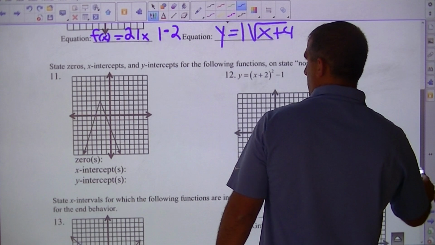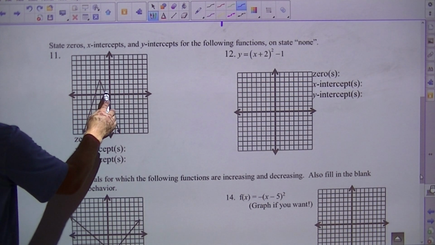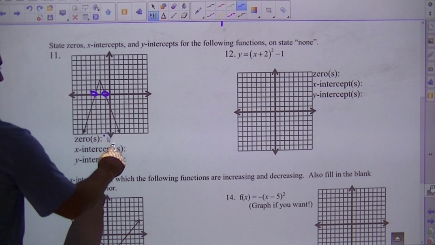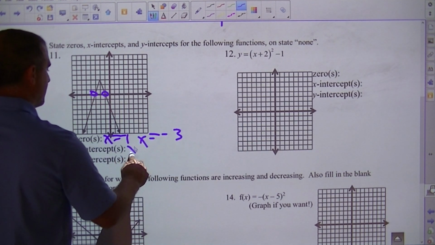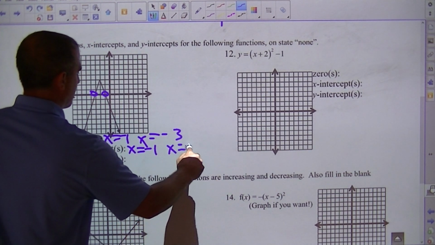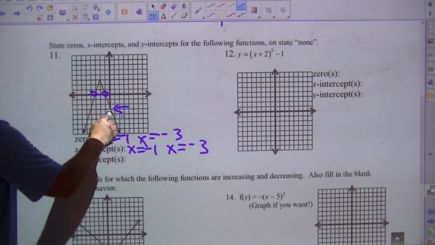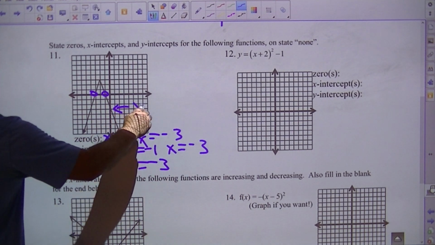Okay? Moving on. 0 is x-intercepts. This crosses at negative 1 and negative 3. So it's x equals negative 1, x equals negative 3. X-intercepts are the same thing as 0, so we're not going to overcomplicate it. The y-intercept is where it crosses the y-axis, 1, 2, 3. That's y equals -3. Okay? So that's the y-intercept right there.